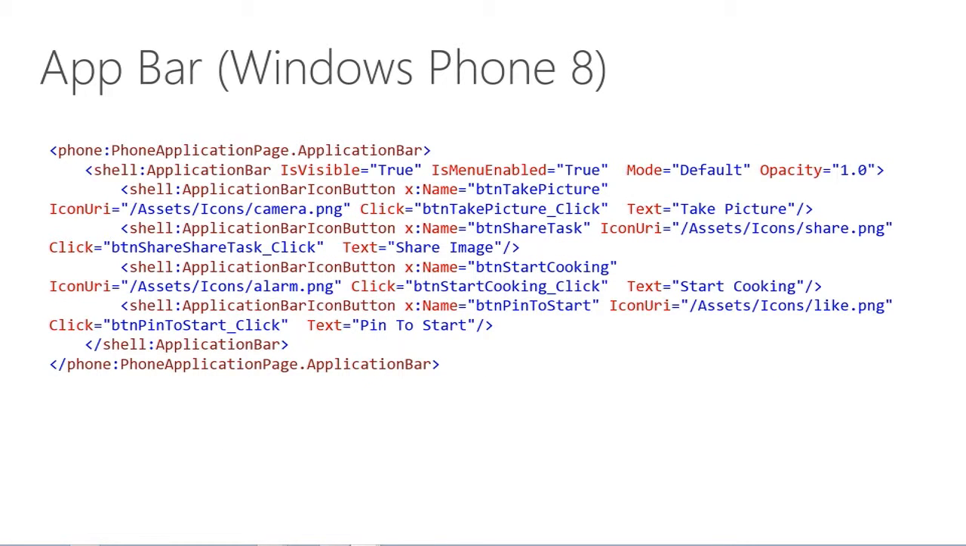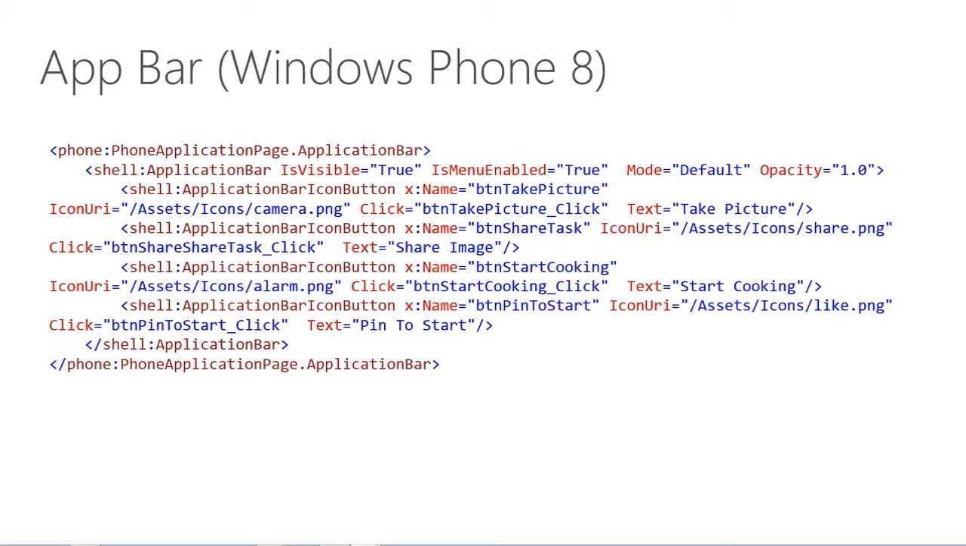On Windows Phone 8, it's a little different. The application bar, you're setting the properties via XAML. So here is visible, true, is menu enabled, true, what mode, whether it's default, the opacity, and all of those things. You can also have then various application bar icon buttons, and again, you can have up to 4 of those.